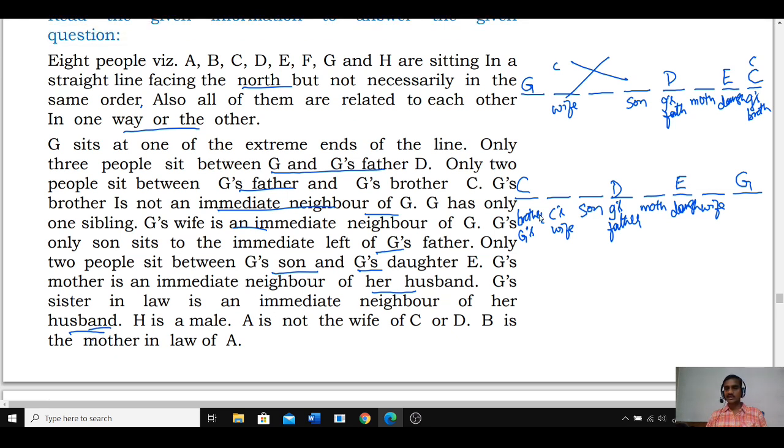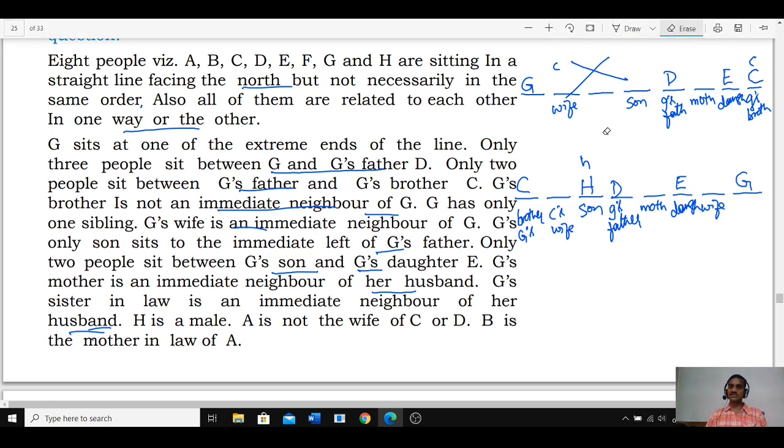H is a male, so H cannot be here. H can be here, cannot be here, and H must be at this place. All the remaining are what? Mother, wife and C's wife. All these are females and H is a male. H is at this place.